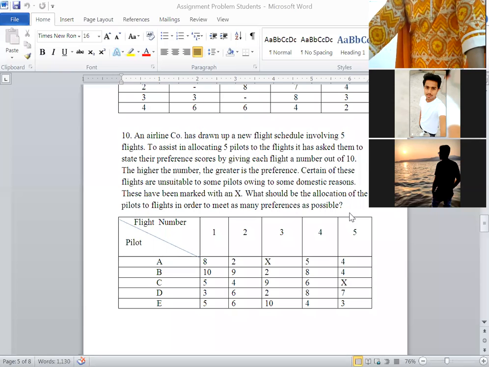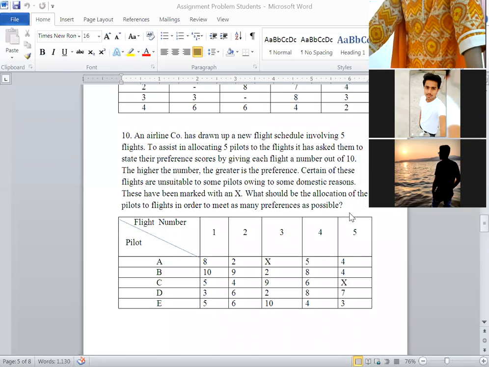Okay. Very good. Anand, after performing row operation and column operation, we will check for assignments. If we get assignments, then that is the optimum solution.